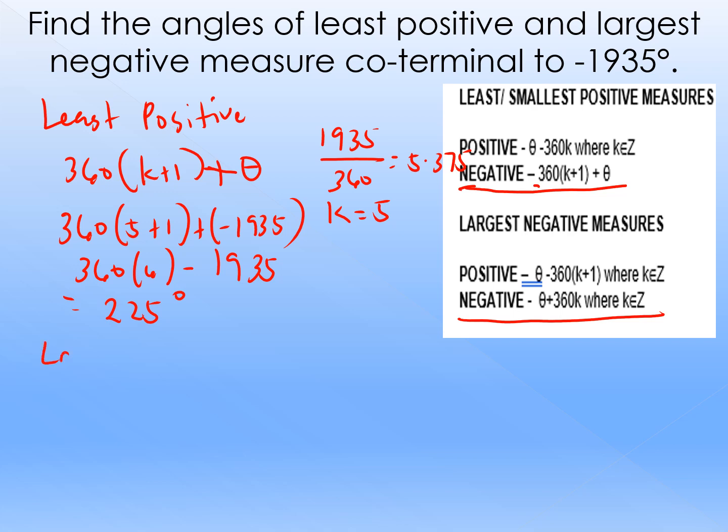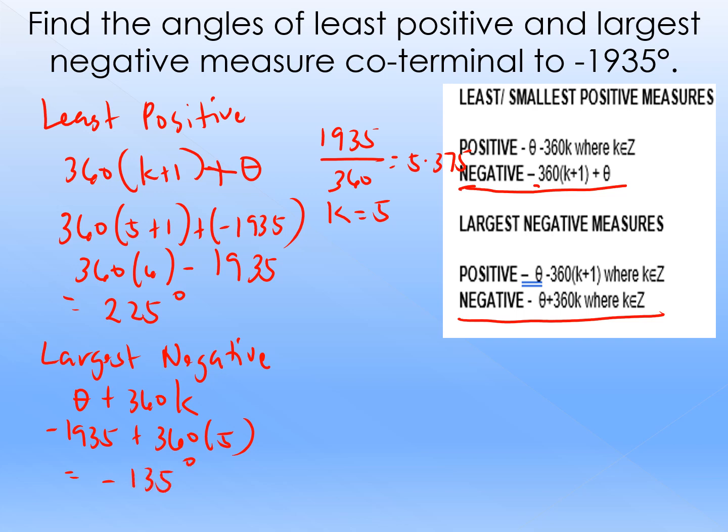For largest negative, let's apply the formula and the technique. For largest negative, we have theta plus 360k. Let us substitute negative 1935 plus 360 times k, which is equal to 5. We're going to simplify this one. The answer is negative 135 degrees. Using the technique, we will just simply subtract 360 from the value that we got for least positive, which is 225, minus 360, and the answer is also negative 135 degrees. So as you can see, we can get the same answer.